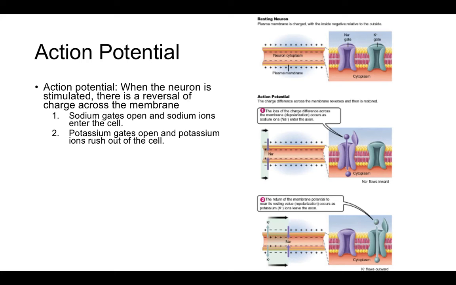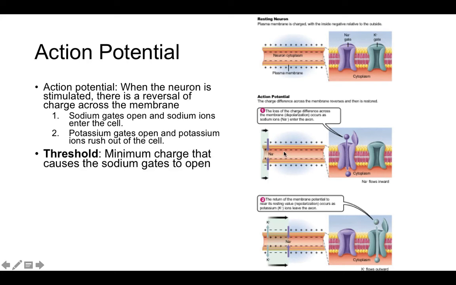When the neuron is stimulated, there is a reversal of charge across the membrane. So when the neuron is at rest, the plasma membrane inside is negative. So the sodium is pumped out, potassium is pumped in. Now what happens is the loss of the charge difference occurs as the sodium ions enter and allow for a more positive charge in the inside of the membrane. So if you look here, it occurs in a wave. So sodium gates open, sodium comes in, potassium rushes out.